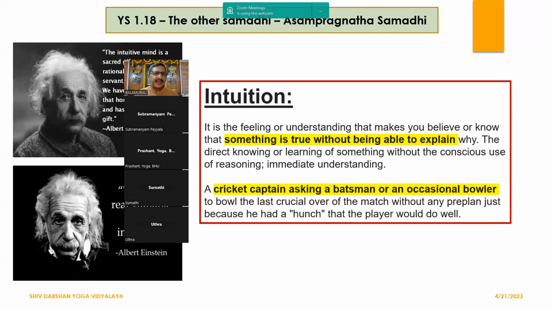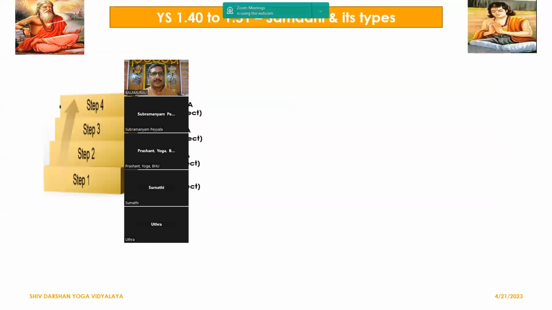No logic. Is there any logic? There is a professional bowler who is very expert. Why give it to somebody who is not an expert? They go by gut feeling. Gut feeling means something I get to know. Something is compelling me to take a decision, but there is no logic behind it. This is called intuition. So these are the 4 steps of Samadhi.